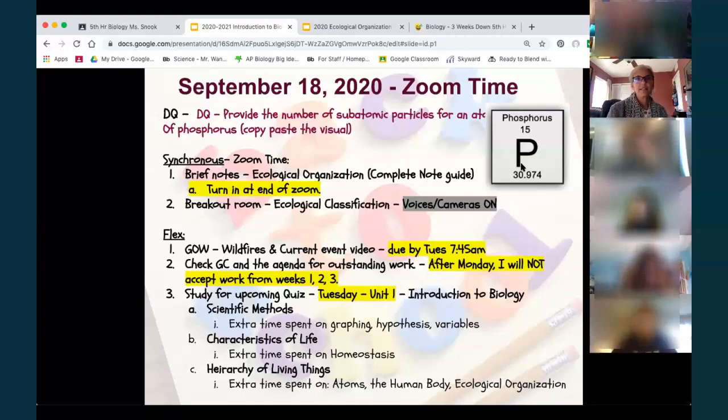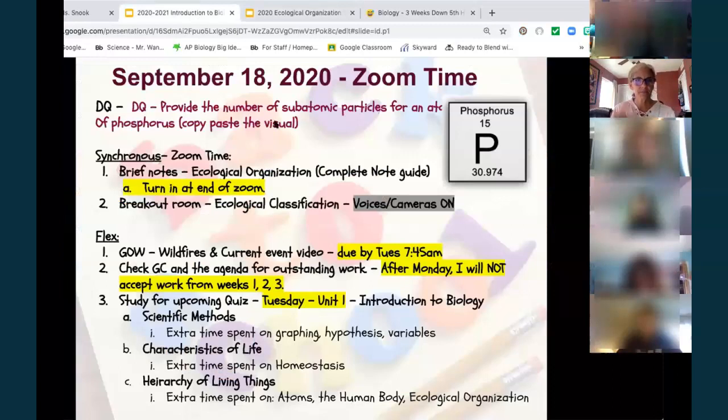Okay, so that's that. Our agenda looks really busy because I just put everything on one slide. So we've got our notebook, hopefully up to date. If you need to, you can update that later. We're going to go through the ecology levels of organization. Remember, we watched the Bozeman video on Monday where he went from atoms all the way to the biosphere. Then we spent more time on atoms, Wednesday we spent more time on the human body, and today we're going to spend time on the ecosystem, so ecology.